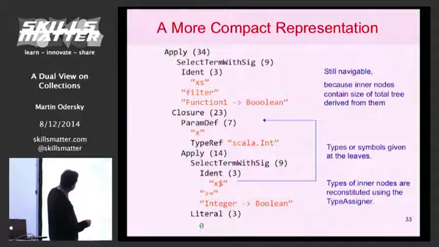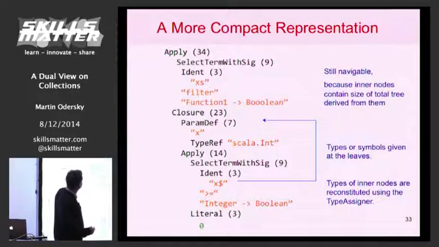So if you have these skip distances, then it's very easy to navigate in a tree, even in a compact tree, because if we have a tree index, we can just say, how big is this tree? So should we look at the children of this tree or skip on to the next one? So this is still navigable. The types and the symbols are given at the leaves.